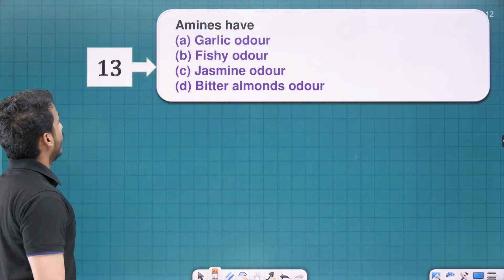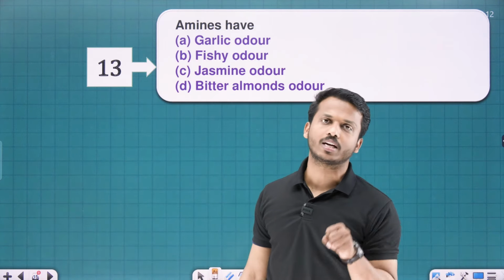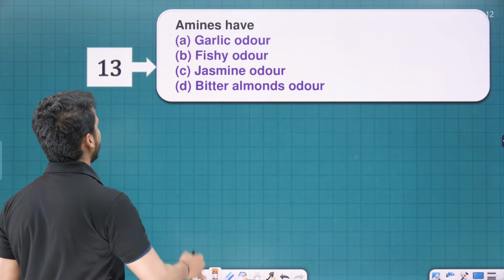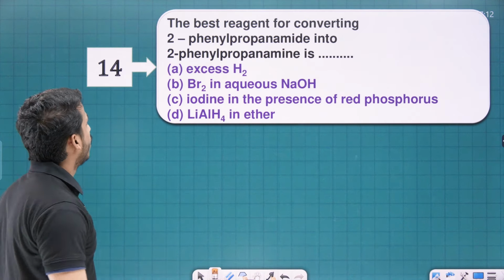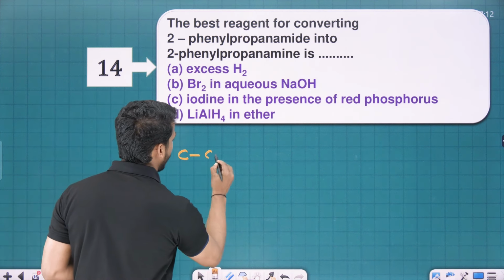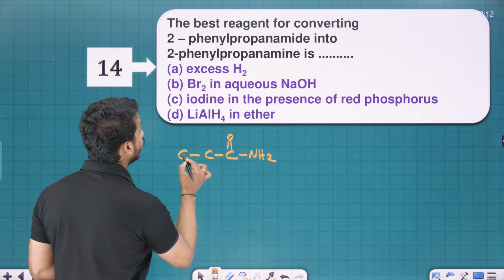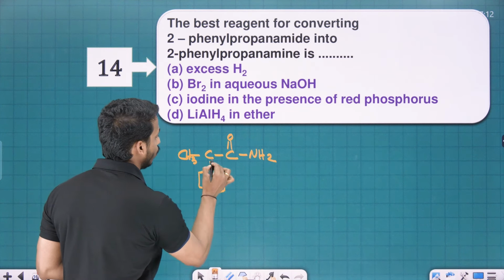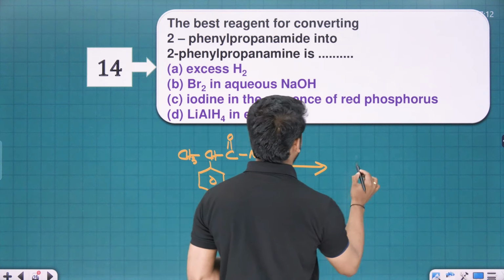Now, amines have basic properties. While you're reading from NCERT, you may see that amines have a fishy odor, a fishy smell. That's a general property of amines. Just remember. What is the best reagent for converting 2-phenyl propanamide? Prop means 3 carbons. Amide means CONH2. So 1, 2, 3. The second position has the phenyl ring. So this compound, 2-phenyl propanamide, is converted into 2-phenyl propanamine.